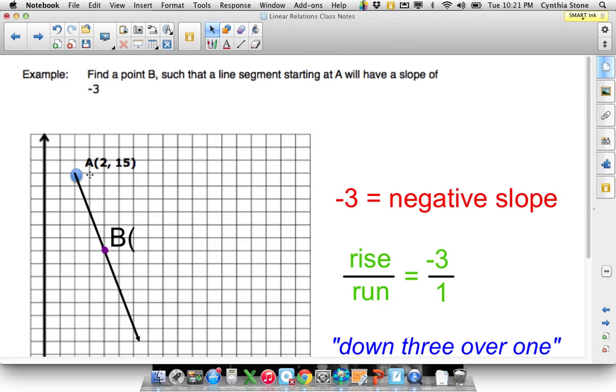So this one on the x's, that's 2, that's 3, so it's going to be 4 on the x. And the y coordinate, I'm just going to count down from 15. So 14, 13, 12, 11, 10, 9.